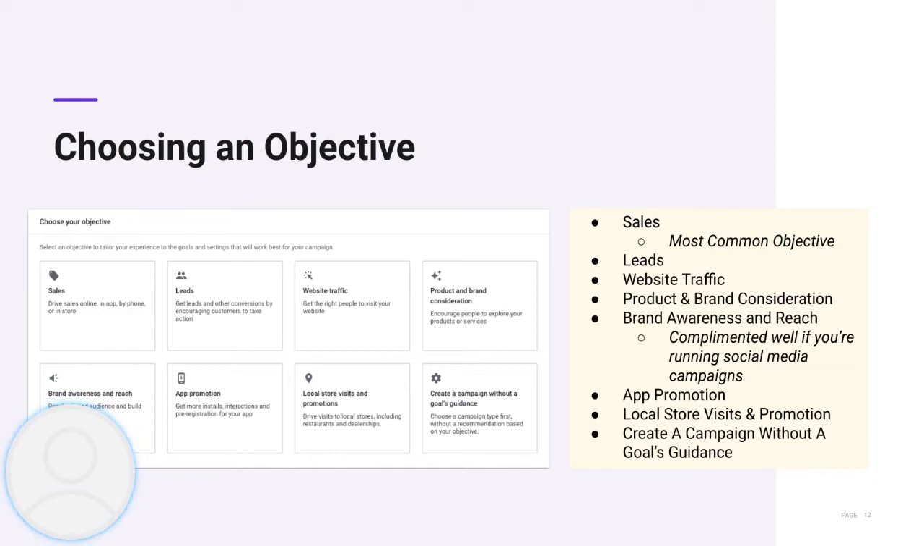Brand awareness and reach. This is complemented well if you're also running social media campaigns, because as we know, social media is all about brand awareness. Next up is app promotions. You're trying to get more installs, interactions, and pre-registration for your app.